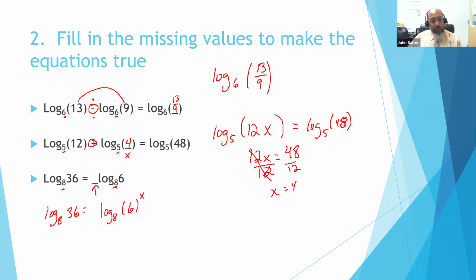Well, I know I could break 36 up. 36 is the same thing as saying 6 squared. So if 6 squared is equal to 6 to the x, that must mean that the exponents are equal. So x is equal to 2. This should be a 2.